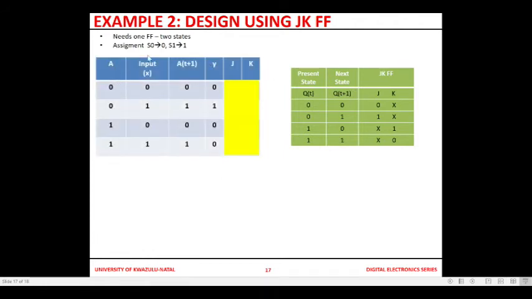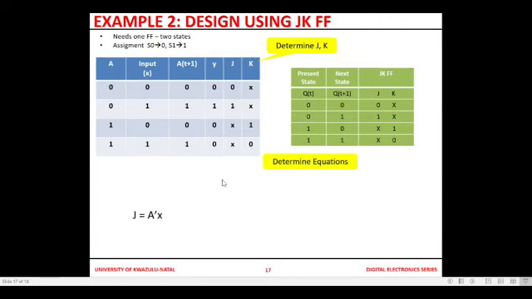So you've got your A, your input, next state. You've got your Y. So you need to look for the JK inputs. Then ask yourself, if the present state is 0 and the next state is 0, what should be at J and K? Present state 0, next state 0, J should be 0, K should be X. That is what you expect to get here, 0, X. So fill in those. Then determine your equations.